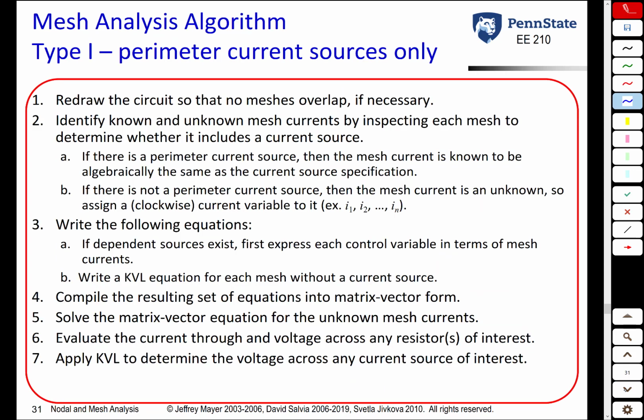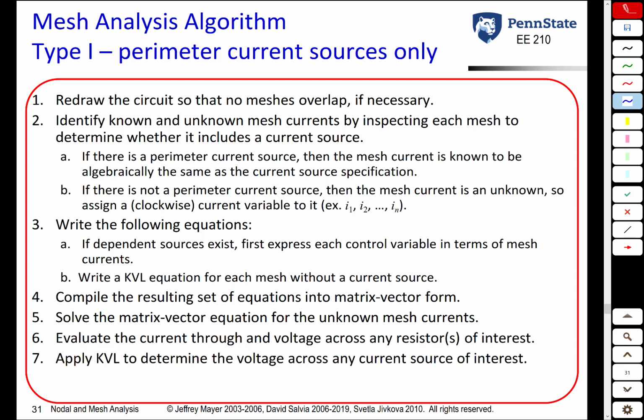If you remember, in nodal analysis, we had two different types of circuits. Type 1 were circuits where if there were voltage sources, they were all connected to ground or connected to other voltage sources connected to ground. And then type 2 were ones with floating voltage sources. In mesh analysis, we also have type 1 and type 2 circuits, except it's different.